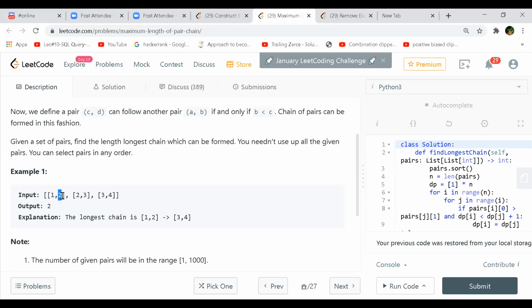So if you look at the problem statement, it says when you define a pair C and D, it can only follow the pair A and B when B, which is the last part of the first pair, should be lesser than C, the first element of the second pair. So they cannot be equal. It's kind of LCS, sorry.